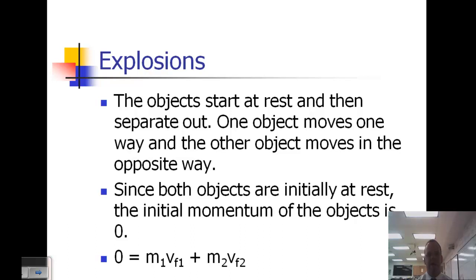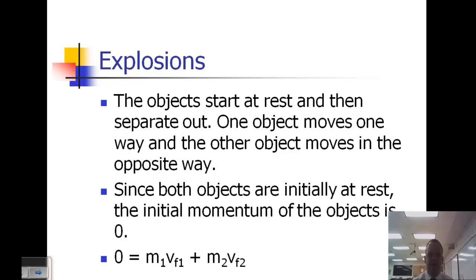In this last of the three types of conservation of momentum problems, we are going to look at explosions. Explosions are a little different than inelastic or elastic collisions. In explosions, the objects start at rest and then separate from one another. They will move in opposite directions.